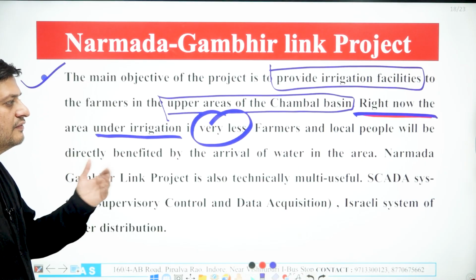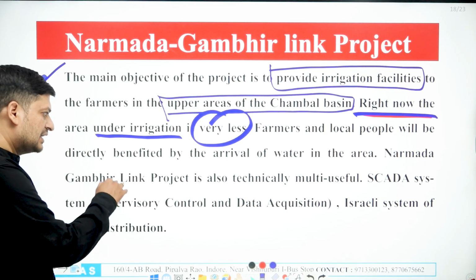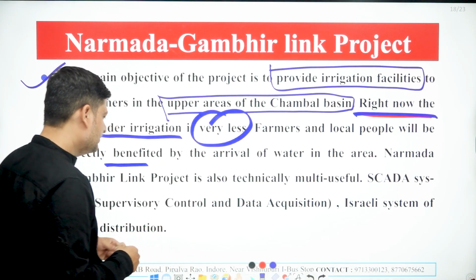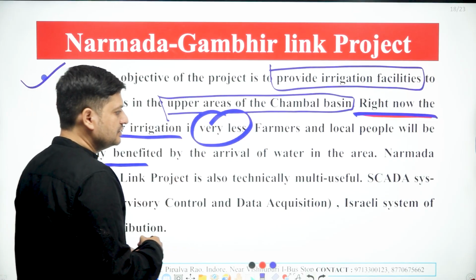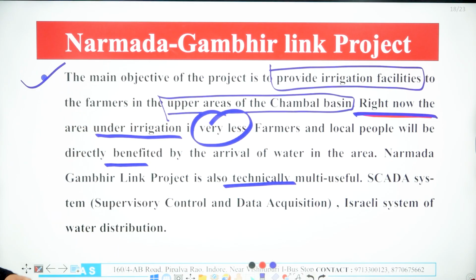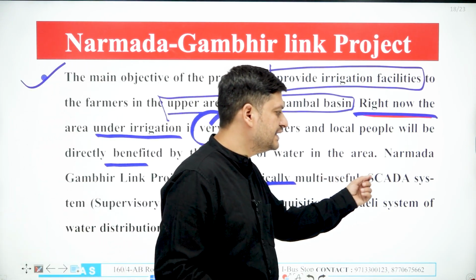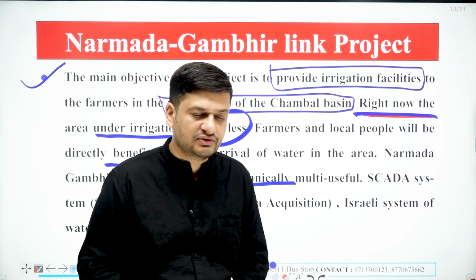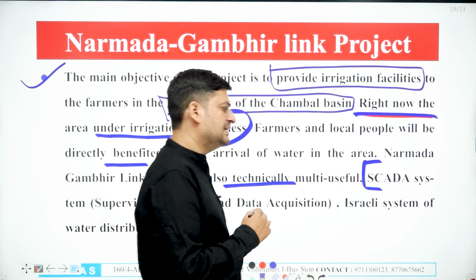Then what we can see is that the arrival of the river will directly benefit the people. The Narmada Gambhir river link will directly benefit the people. It is being transferred by the SCADA system. It is a technical term.